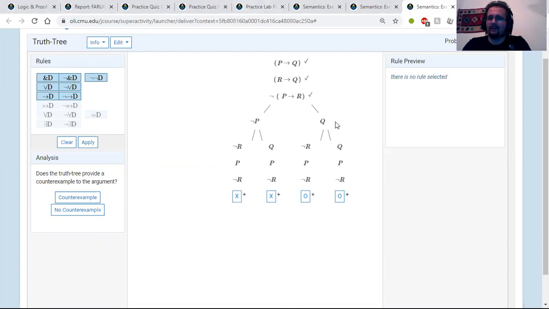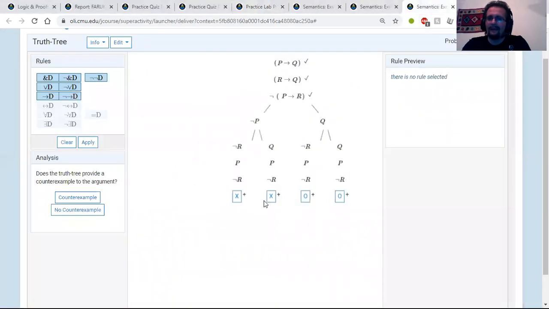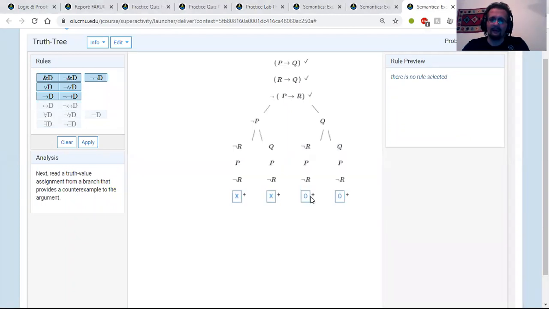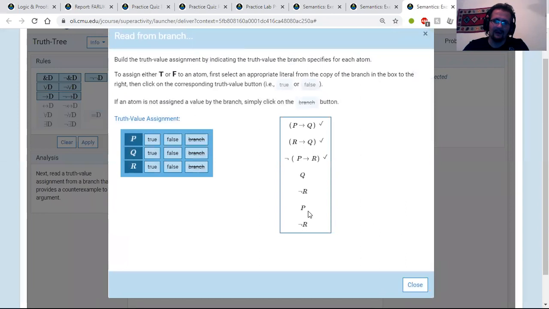But if you have open branches with the opposite of where you were trying to go initially, that means that there is a counterexample. These, in fact, are the counterexamples. So we're going to tell it, okay, there is a counterexample. Cool. So now we need to read a truth value assignment from a branch that provides a counterexample to the argument. So you click on the plus sign, you tell it to read.